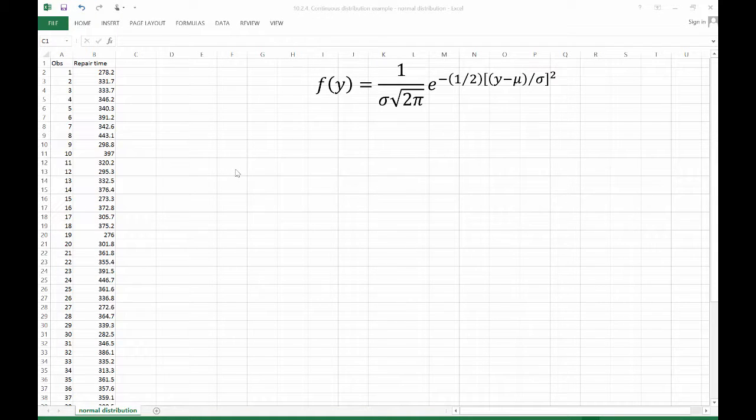Let's apply the method of maximum likelihood to fitting a couple of distributions. The first distribution that we're going to fit is a normal distribution. Let's assume here that we have some repair time observations.